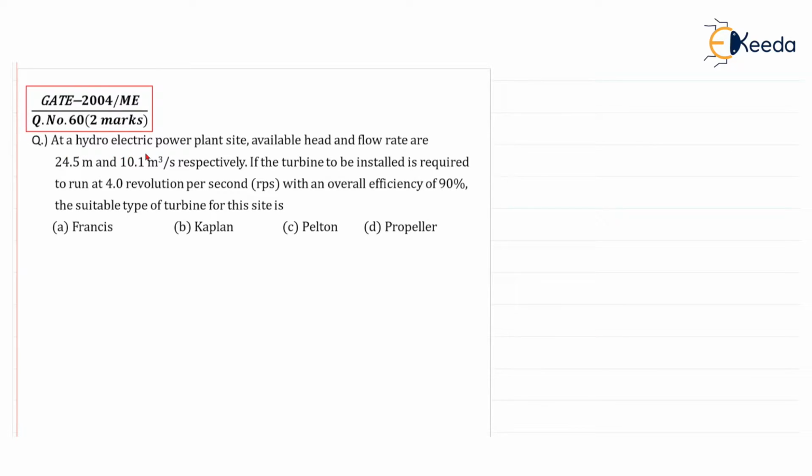At a hydroelectric power plant site, available head and flow rate are 24.5 meter and 10.1 meter cube per second respectively. If the turbine to be installed is required to run at 4 RPS, revolutions per second, with an overall efficiency of 90%, the suitable type of turbine for this site is: option A, Francis turbine; option B, Kaplan; C, Pelton; and D, Propeller.